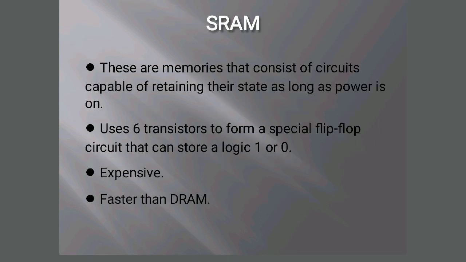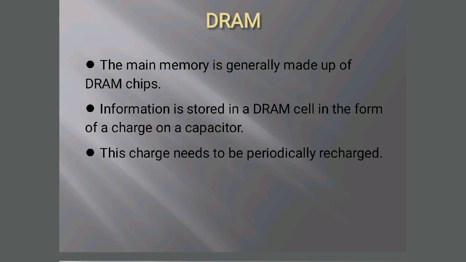SRAM. These are memories that consist of circuits capable of retaining their state as long as power is on. It uses 6 transistors to form a special flip-flop circuit that can store a logic 1 or 0. It is expensive and faster than DRAM. DRAM. The main memory is generally made up of DRAM chips. Information is stored in a DRAM cell in the form of a charge on a capacitor. This charge needs to be periodically recharged.